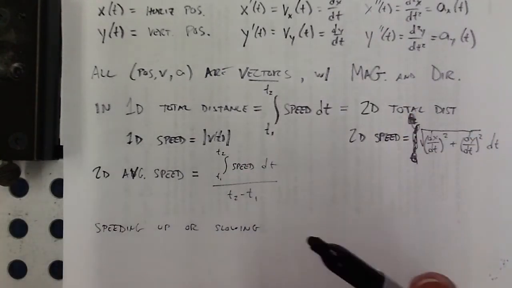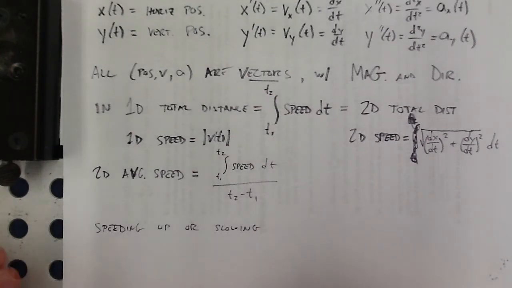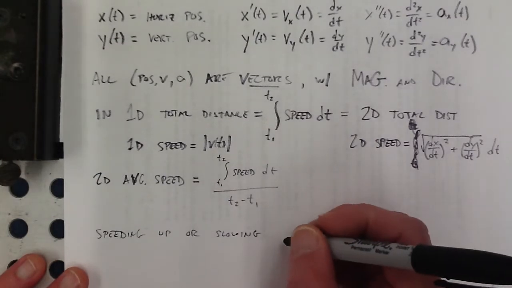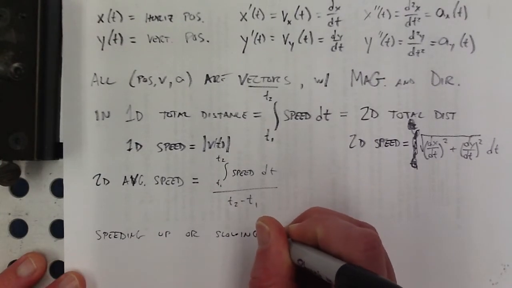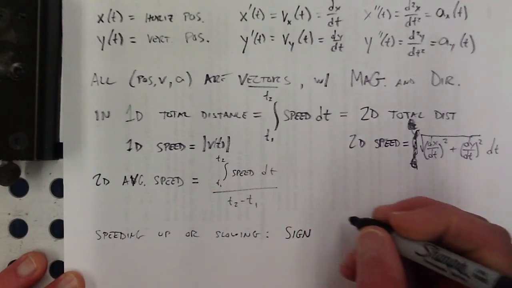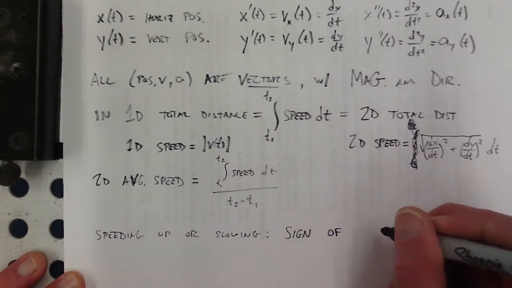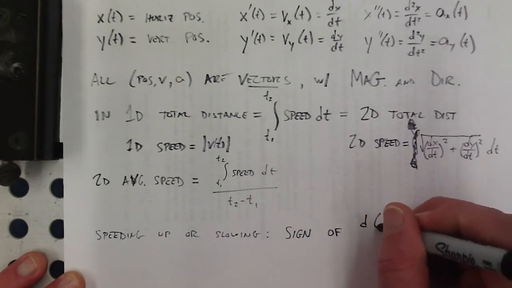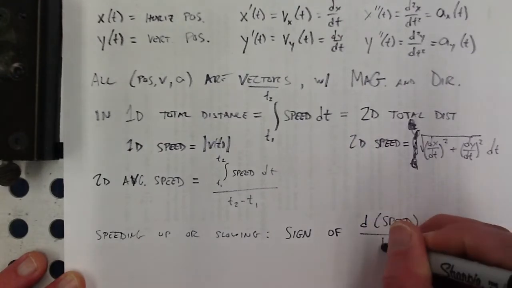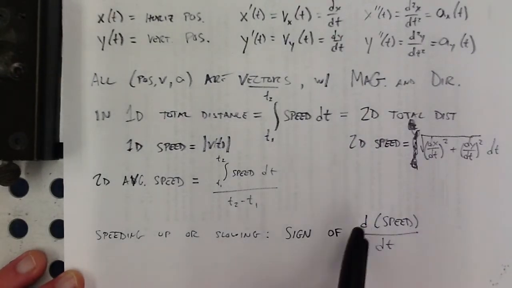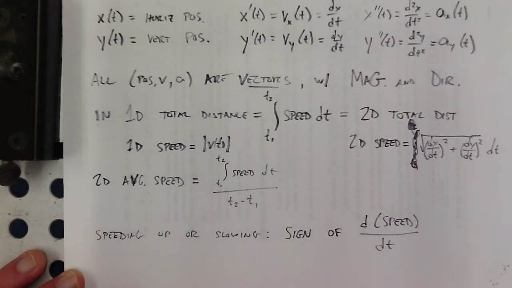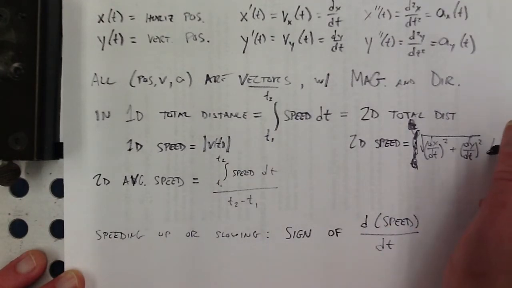Then you kind of need to, like, which one's more? So that's not really the way to go at that. So speeding up or slowing down, we want the sign of the derivative of speed with respect to time. Now that would be d speed dt, right? And this dt does not belong.